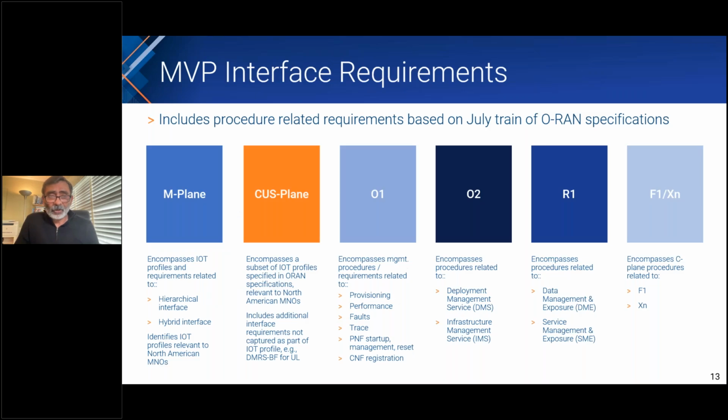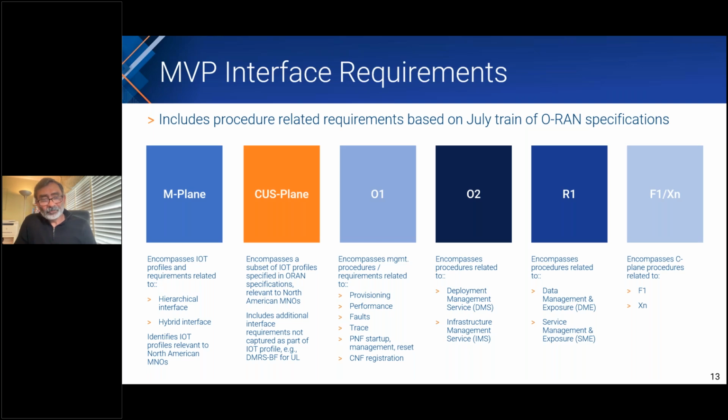Next slide, please. And as I said, all of that was already published as part of version 1.0 in September. What's new is these new interface requirements that have been captured under section 10 of the MVP. As you can see, it includes procedure-related requirements as well as functional requirements for some of those interfaces. And it's based on the July train of the ORAN specification. In terms of the interfaces, we have the M plane, the CUS plane, the O1 interface, the O2 interface, R1, as well as the F1 and the XN interface.